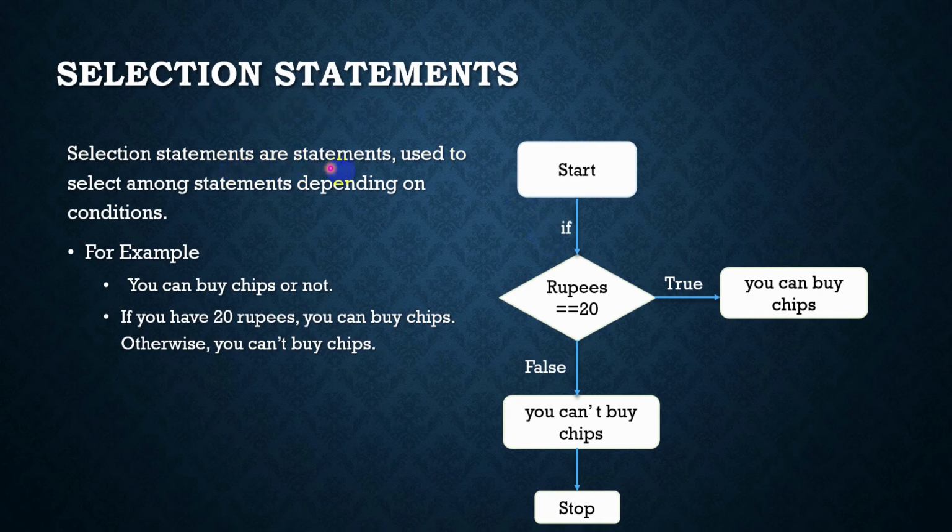Selection statements are statements used to select among statements depending on conditions. For example, you can buy chips or not. Let's suppose if you have 20 rupees, you can buy chips, otherwise you can't. Look at this flow chart. If you have 20 rupees, the condition is true, then you can buy chips. If the condition is false, then you can't buy chips.